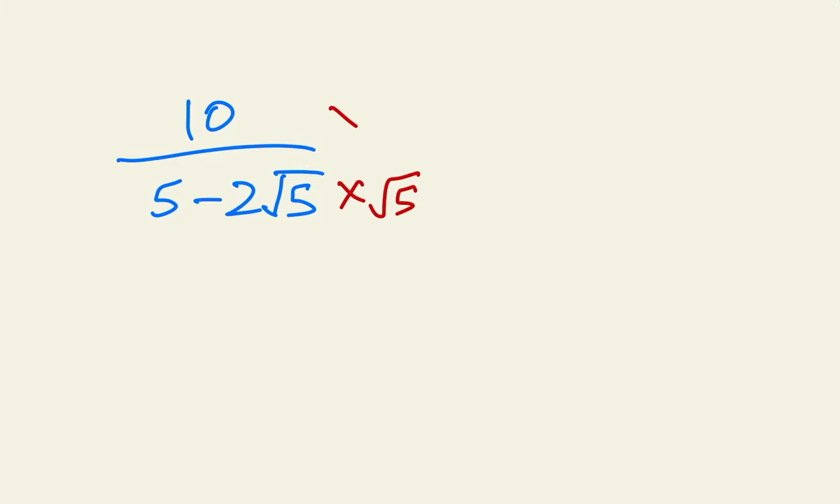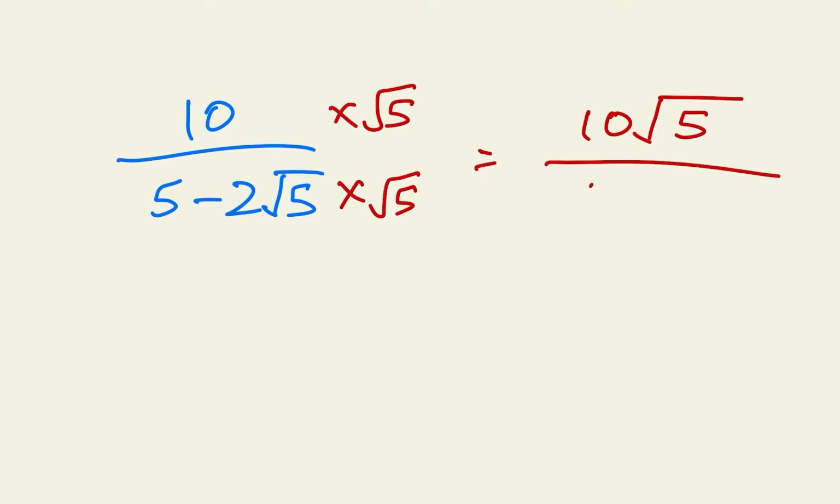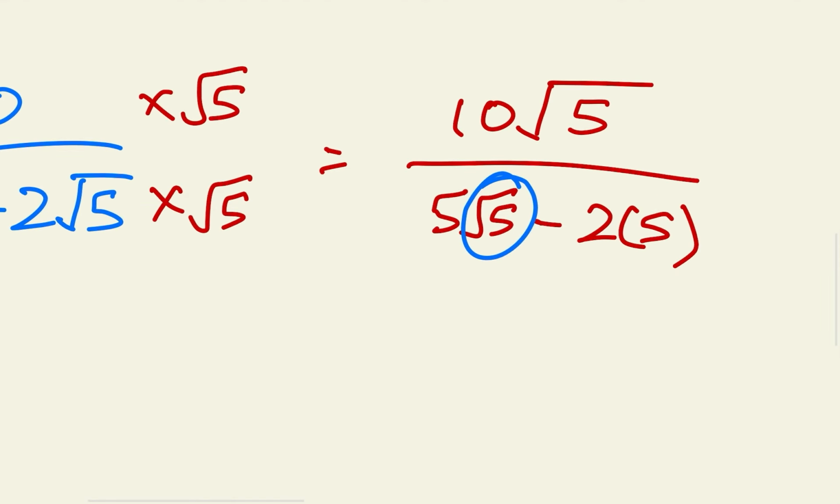So you might face 10 over 5 minus 2 square root 5. Now to some of you, you might say, where is the difficulty? Easy, just multiply the top and bottom by square root 5. But that will not give you your answer, because it will give you 10 square root 5 over 5 square root 5 minus 2 times 5. You still have a surd down here, so you're going to have to multiply by another square root 5, and that will make another square root 5 here.